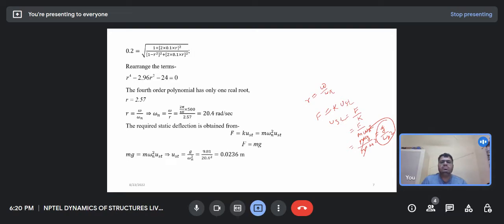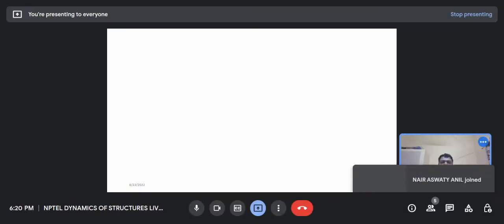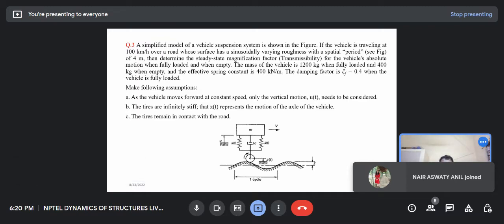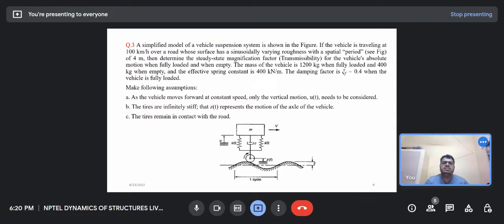If not, then I move to another question, which is also related to transmissibility, in which a simplified model of the vehicle suspension system is shown in the figure. If the vehicle is traveling at 100 km per hour over a road whose surface has a sinusoidally varying roughness with a spatial period of 4 meters, then determine the steady state magnification factor, or the transmissibility, for the vehicle absolute motion when fully loaded and when empty.